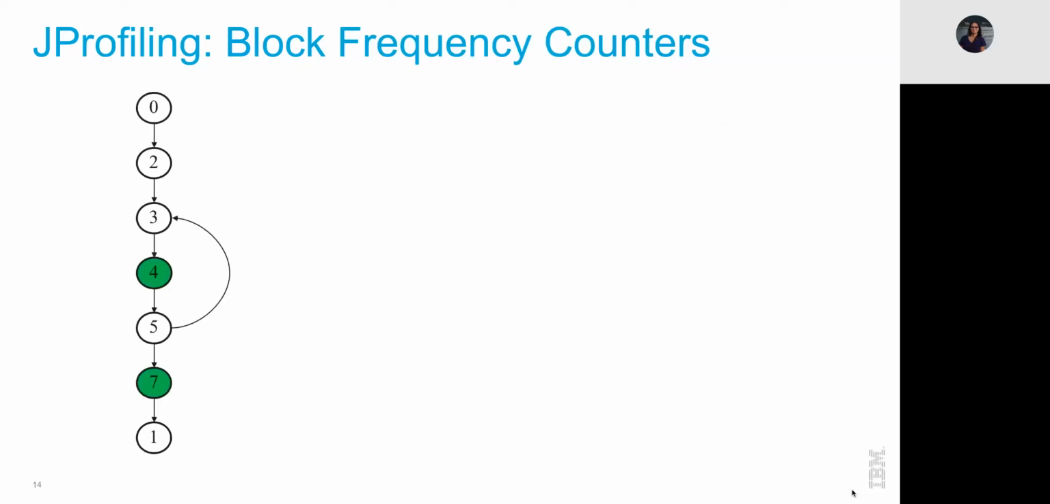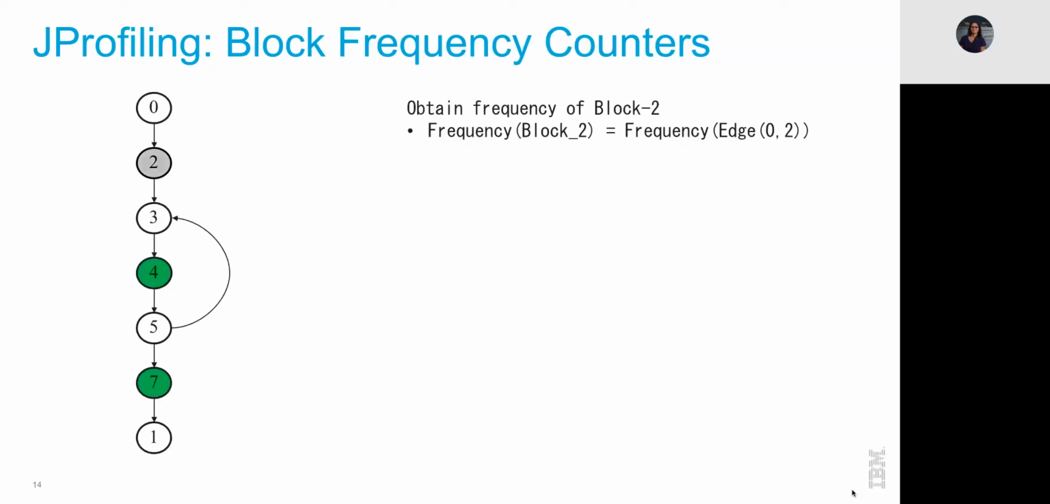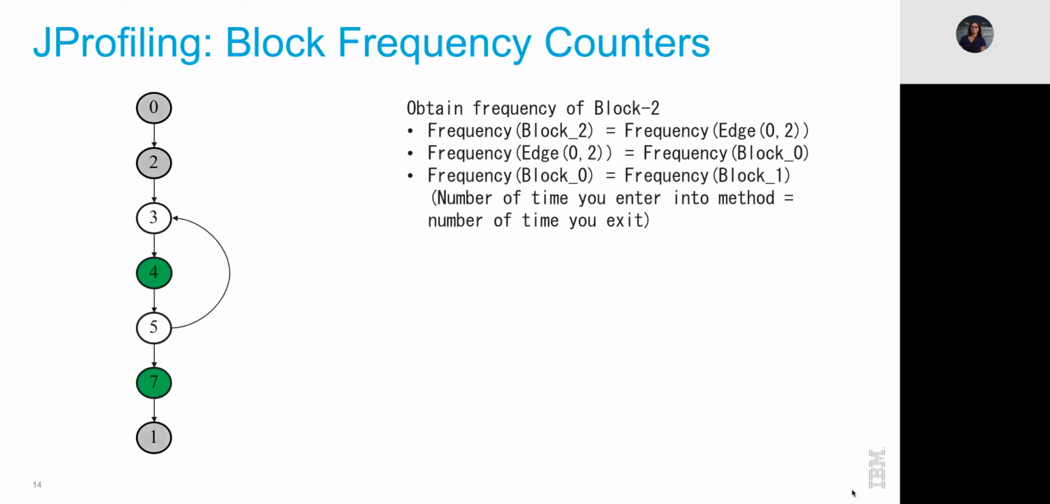So let's take an example. We want to get the frequency of block 2, which is not counted. Well, we know that block 2 has a single predecessor. So if we get the frequency of edge 0 to 2, we can get the frequency of block 2. We can see that edge 0 to 2 is the single successor of block 0. So to get the frequency of edge 0 to 2, we just need the frequency of block 0. Block 0 is the start block, which means the frequency of block 0 is equal to the frequency of block 1, because the number of times you enter the method is equal to the number of times you exit the method.